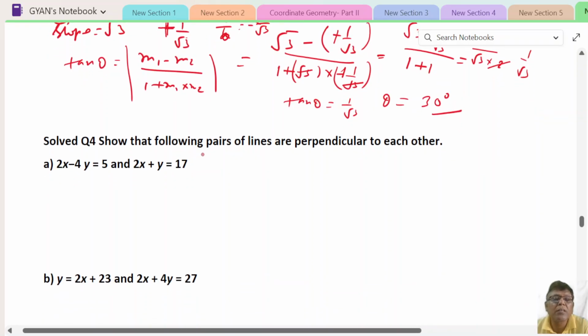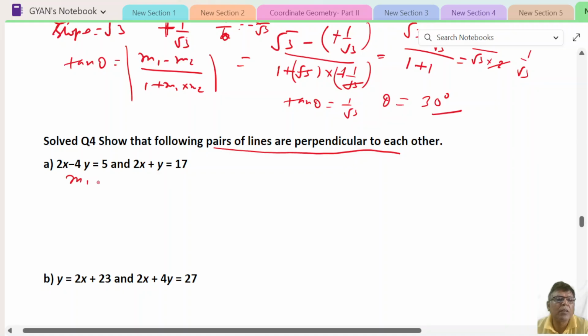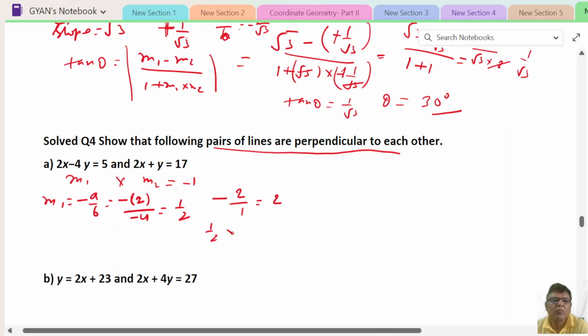Fourth question says, so that the pair of lines perpendicular to each other, then slope of this one and slope of this one, if multiplied will be minus 1, then we can say that they are perpendicular to each other. So m1 is equal to minus a by b. So minus 2 by b. B is minus 4. So that is half. And here m2 is equal to minus a by b. So minus 2 by 1. That is 2. So half into minus 2 is equal to minus 1.